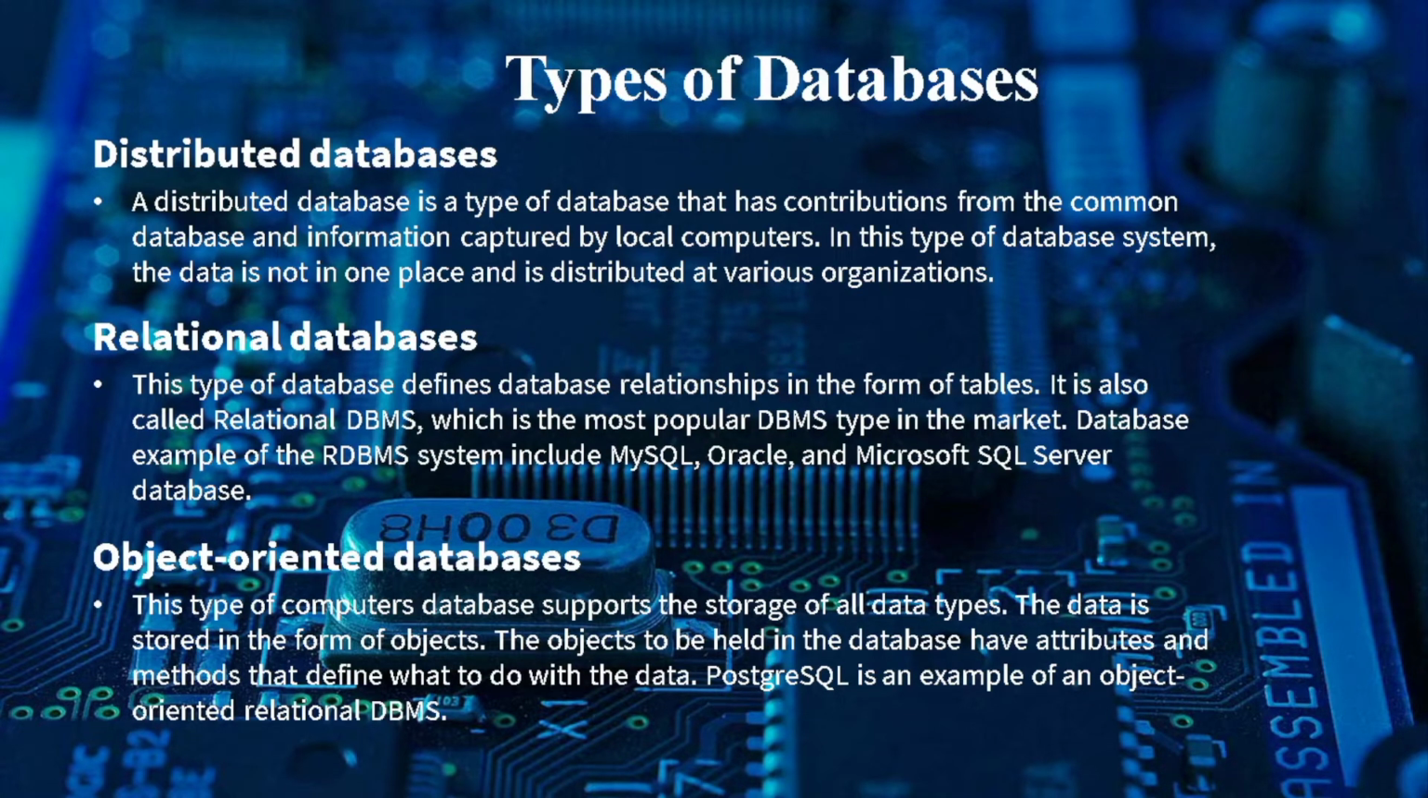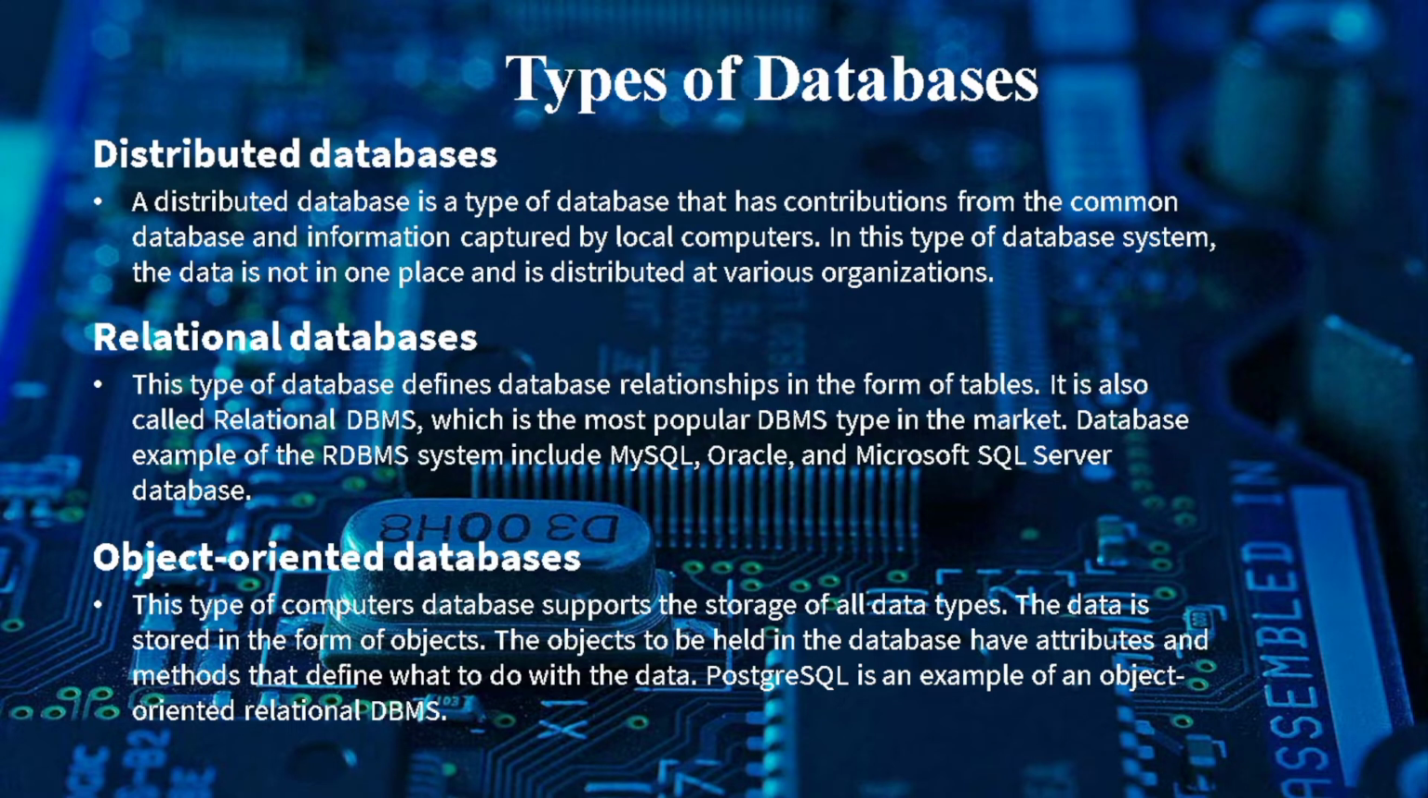And next we have the relational database. This type of database defines database relationships in the form of tables. It is also called the relational DBMS, which is the most popular DBMS type in the market. Database examples of RDBMS systems include MySQL, Oracle, and Microsoft SQL Server.